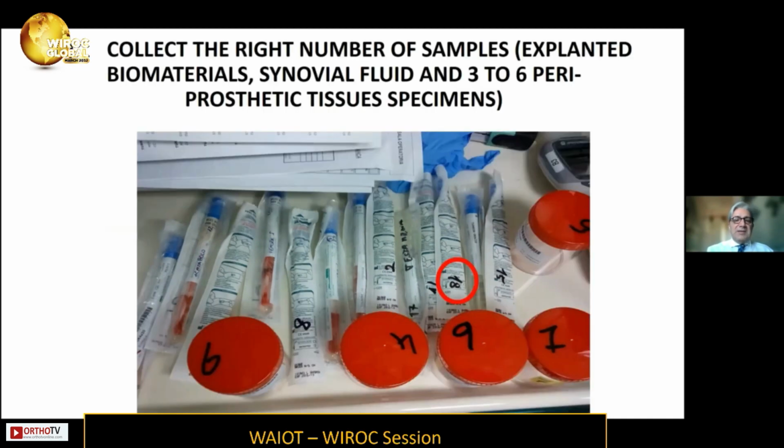The second rule is: please collect the right number of samples. The samples can be explanted biomaterials, synovial fluid, periprosthetic tissue, whatever you want, but not more than 6 or 7. Because if you increase the number of samples, as this surgeon did many years ago, collecting 18 different samples, of course you increase the cost of your diagnosis, but at the same time you also increase the false positivity and the rate of contamination.